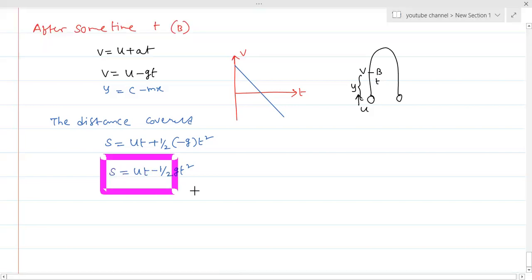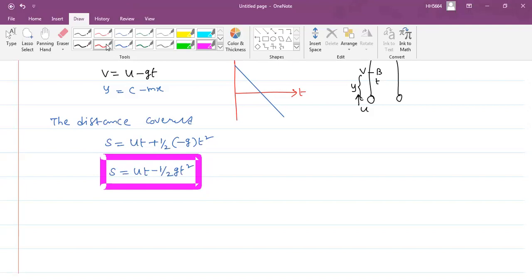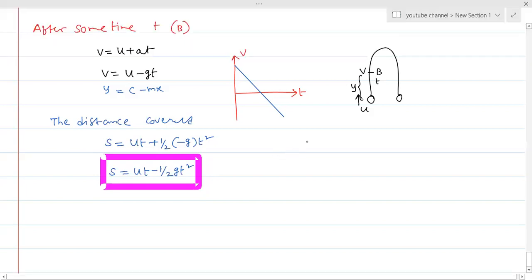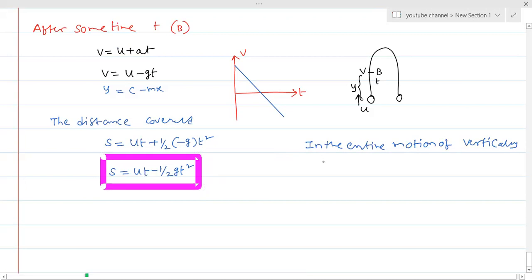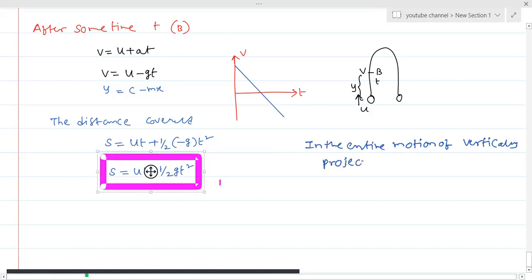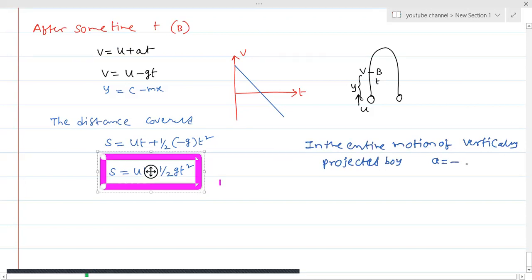So this is S equivalent to ut minus half gt square. Here the most important point is, in the entire motion of a vertically projected body, whether you are at A or at B or at C or at D, any position you take, always you need to take a equivalent to minus g.